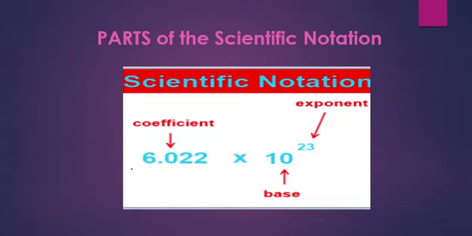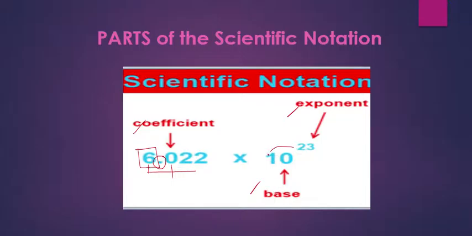What are the parts of the scientific notation? There are three important parts: the coefficient, the base, and the exponent. The coefficient is the number that you technically translate into a normal number. When you write the coefficient, there is a decimal point that should be written between two numbers. There should only be one non-zero digit before the decimal point.